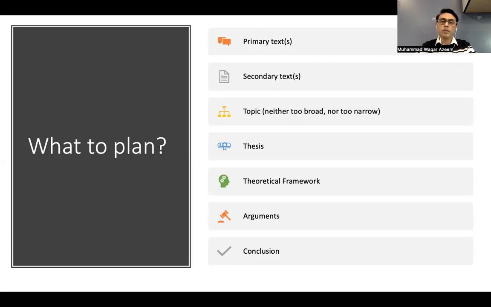The next item is arguments. It will be too early at this stage for you to have polished arguments. However, you should start thinking about the number of arguments that you will be producing. Will you write 3 arguments, 4 arguments, 5 arguments? And also some basic idea of what kind of arguments will that be?